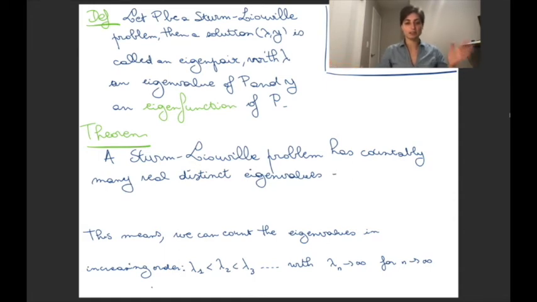That means we can count the eigenvalues in increasing order. So we can look at the smallest eigenvalue, call it lambda 1, and then we have lambda 2, lambda 3, and so forth. Technically, in order to count them, you could have things that go to infinity in both directions, but with some restrictions, we actually know that they're all positive, and they tend to infinity for n tending to infinity.